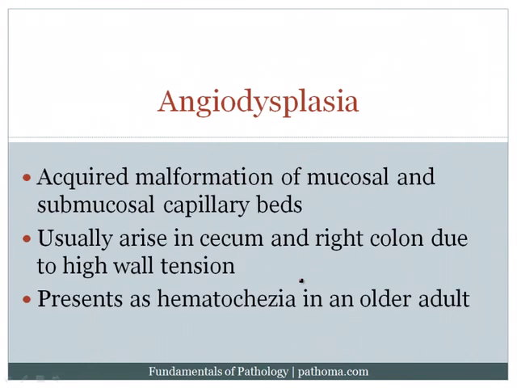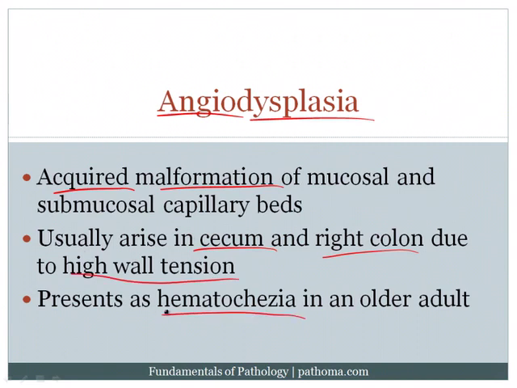The next disorder is angiodysplasia. Angio means blood vessel. Dysplasia means that the blood vessel has become malformed. So it's an acquired malformation of the mucosal and submucosal vessels. What is important to note is it usually arises in the cecum, in the right colon, due to high wall tension.